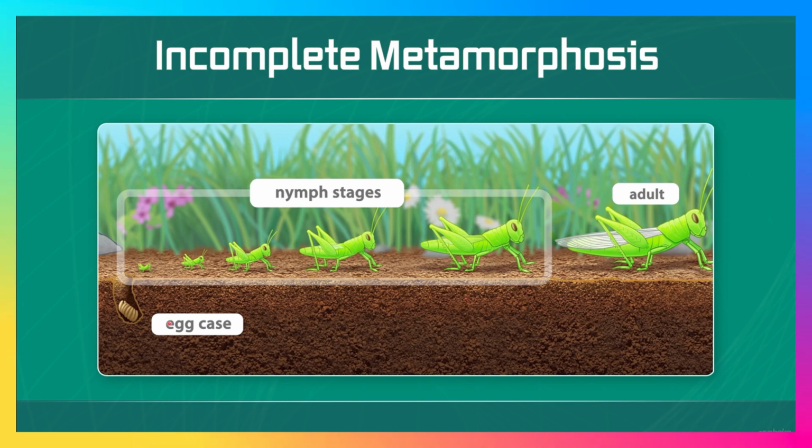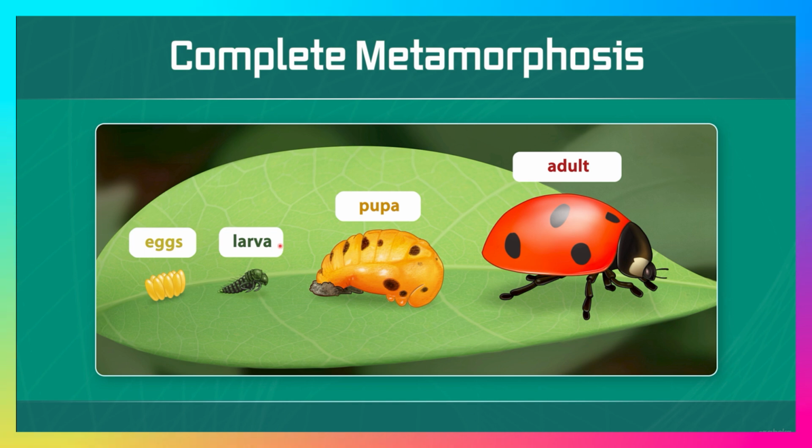Again, looking at incomplete metamorphosis, you start with an egg case, then it moves to a nymph stage, multiple nymph stages, all look like the adult, and then you end up at the adult stage. The complete metamorphosis, you start with an egg. The larva looks nothing like the adult. It enters a pupa or cocoon stage, and then when it emerges from the pupa, it looks like the adult. And you can see that this ladybug doesn't look anything like this larva back here.